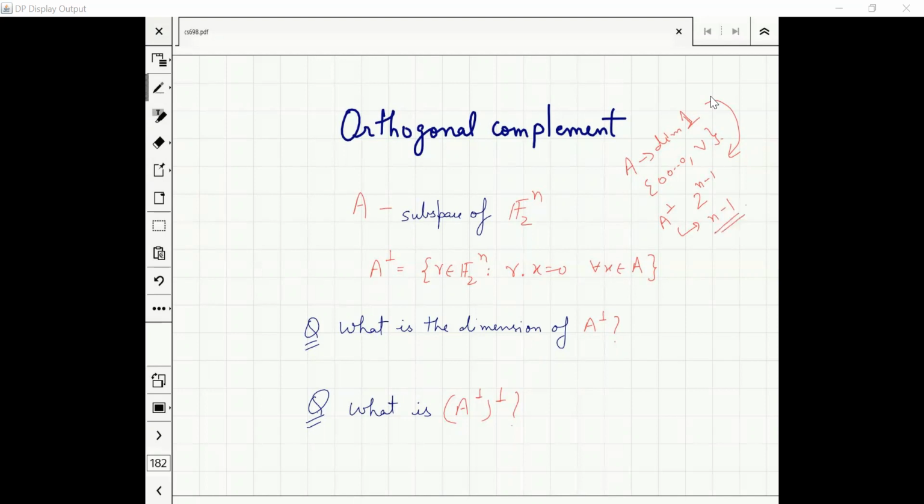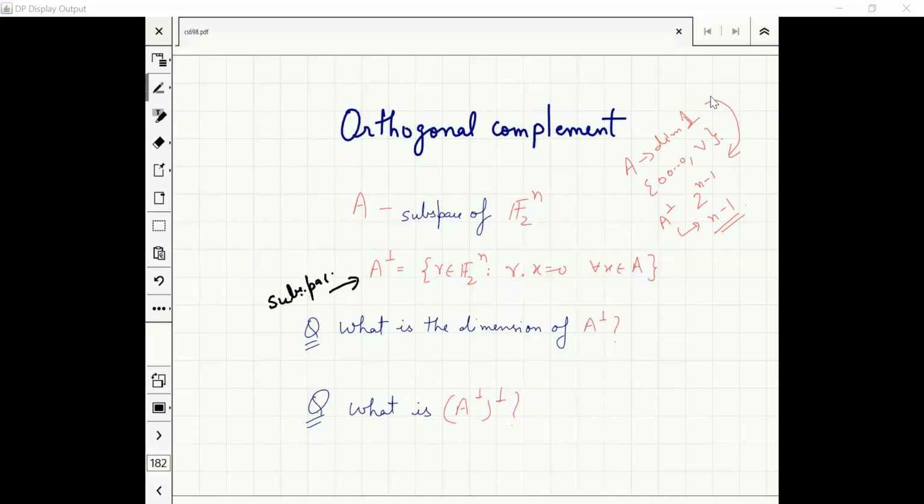Can you prove that A perp is going to be a subspace if A is a subspace? Because it will have linearity, identity for you. Yes, I mean, linearity of the inner product. Exactly. It is very, very simple. All of you can do it. So the first thing to remember is that A perp is a subspace.